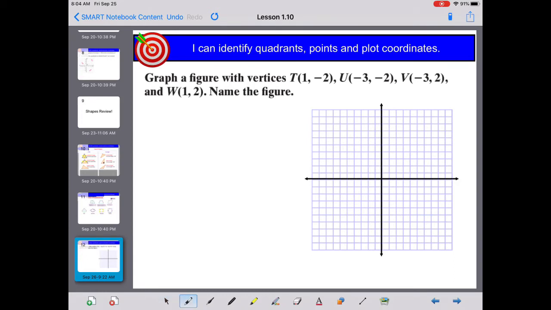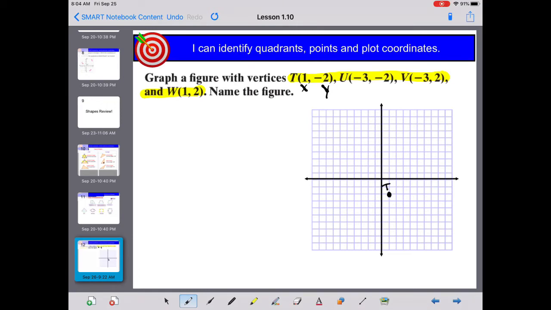So they've given me 4 ordered pairs up here, and I'm supposed to graph that. This one is in your notes. Let's graph that together. So the first one is my x value. This is my y value. So I'm going to plot the point over 1, or crawl 1 and climb down 2. There's my first point, and I will label it point T.